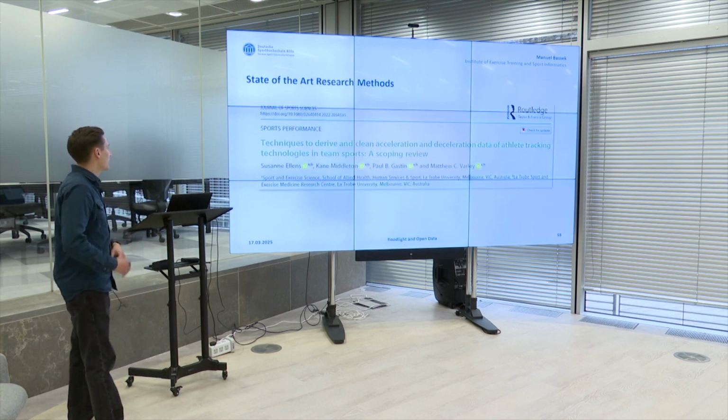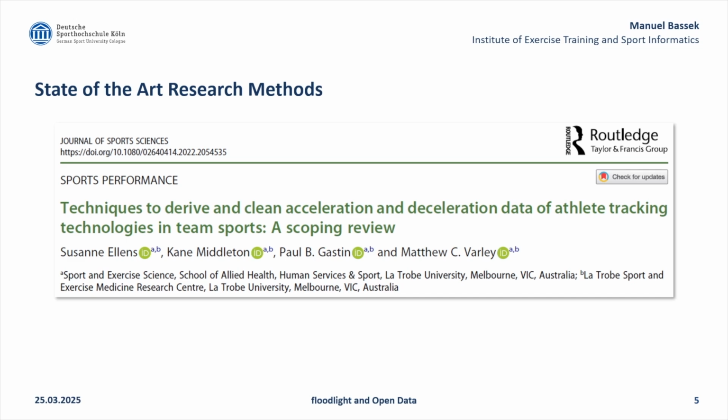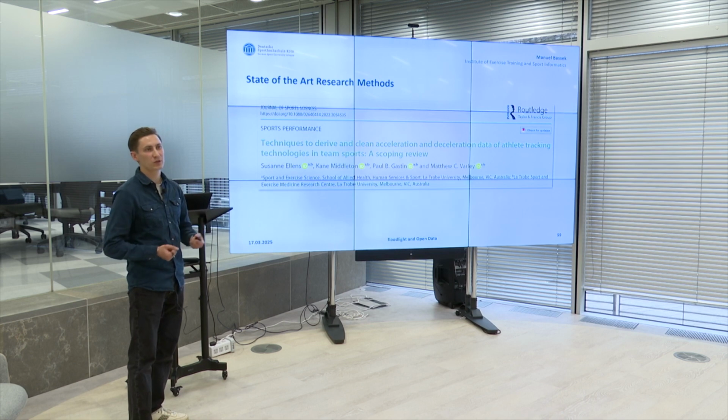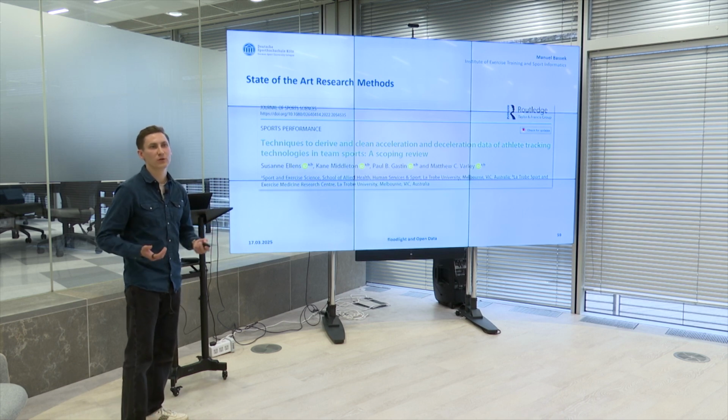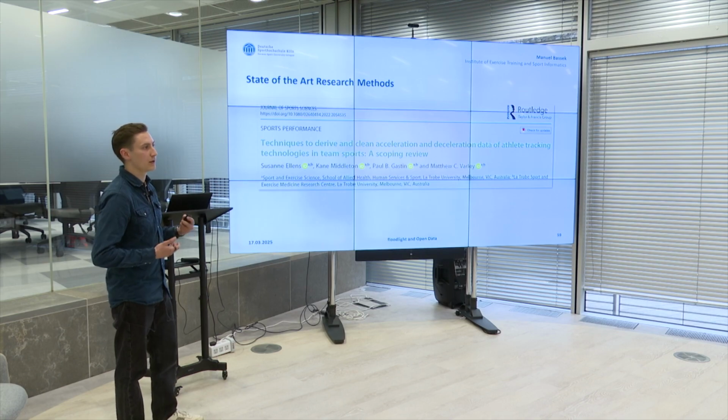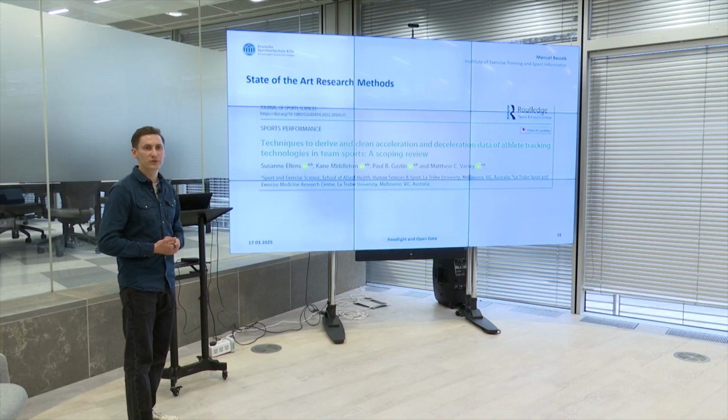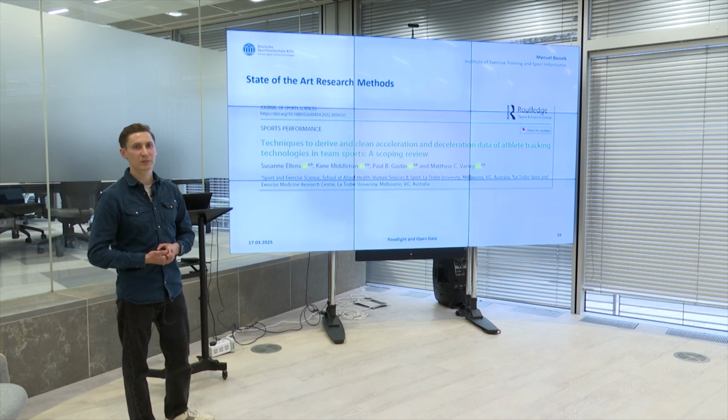So I want to start with this scoping review by Susan Ellens that was published in 2022. What they did is they reviewed 276 papers that reported some sort of metrics with accelerations or decelerations. So every time a paper did, I don't know, time spent in an acceleration zone or number of high acceleration events, they extracted the methods used for deriving the accelerations and decelerations, but also the data treatment methods used before even analyzing the data.